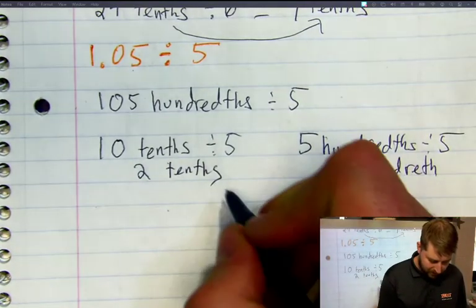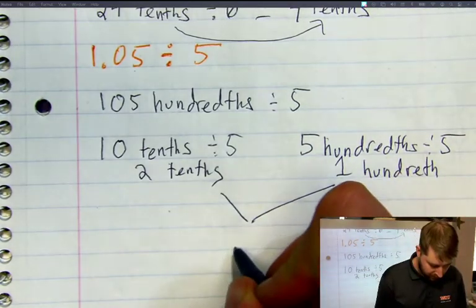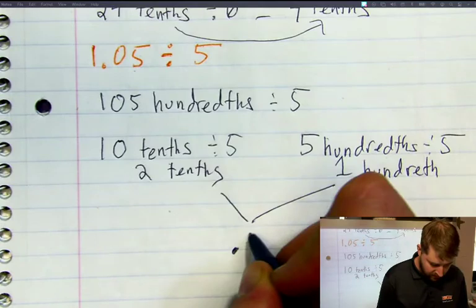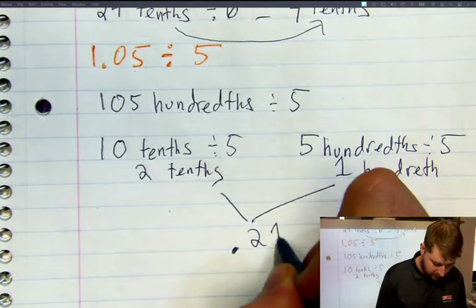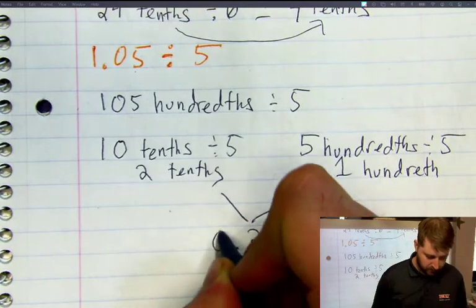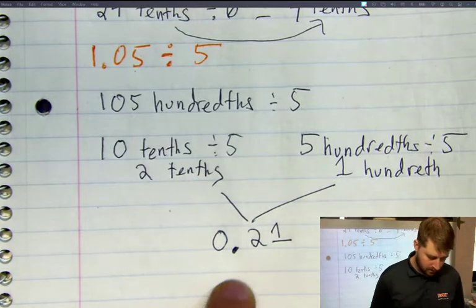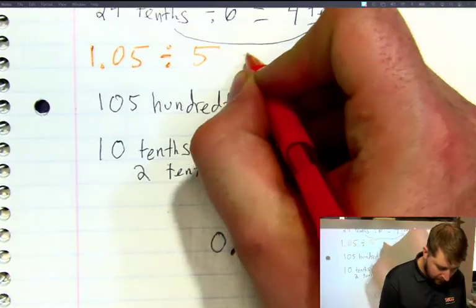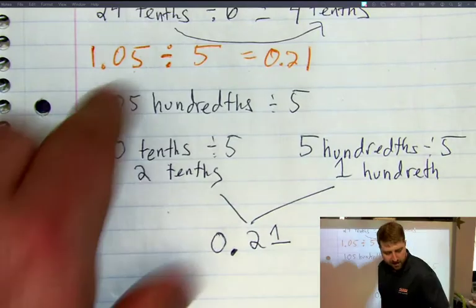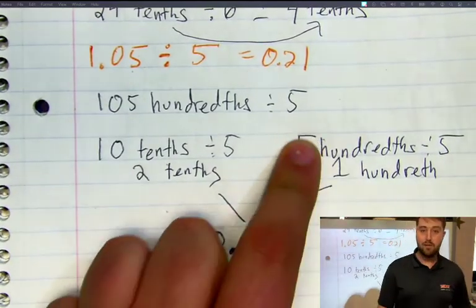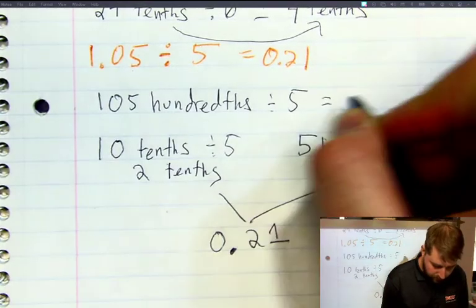How will we recompose or put that back together? Well, we have our decimal point. We would want to put a 2 in the tenths place, and then a 1 in the hundredths place. So the answer is 21 hundredths. We've already written that down there as a decimal, so we'll put it up here. If you wanted to divide 105 by 5, you could absolutely do that too, and your answer would be 21 hundredths.